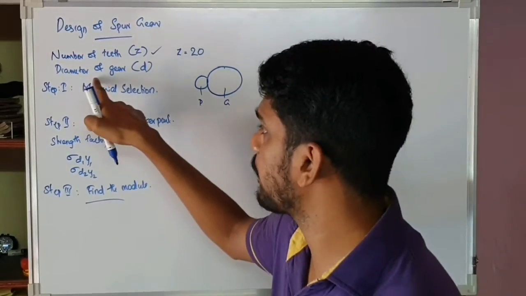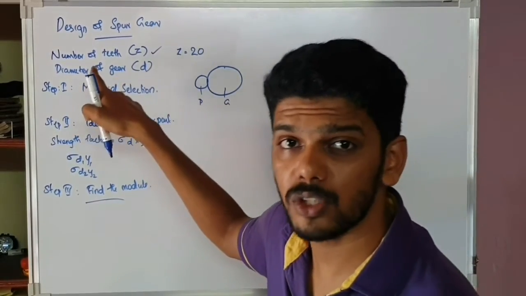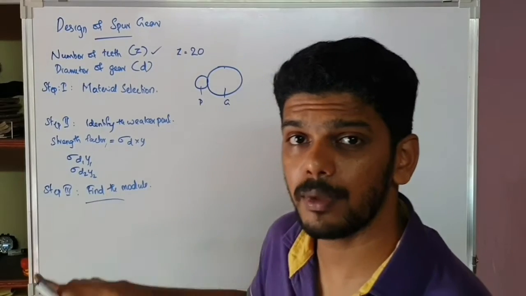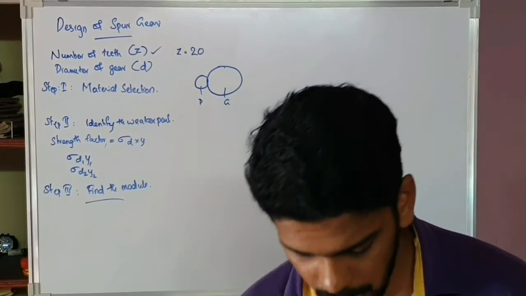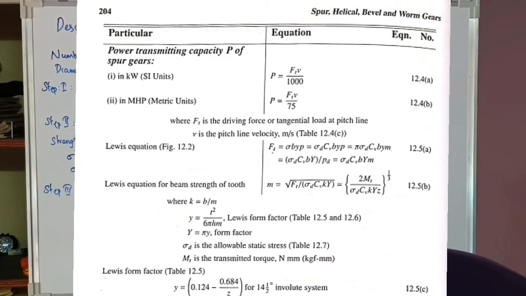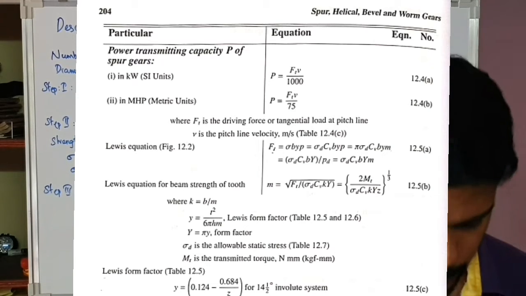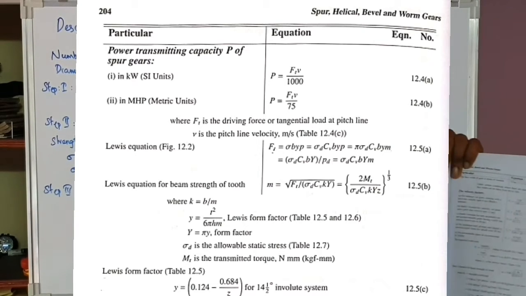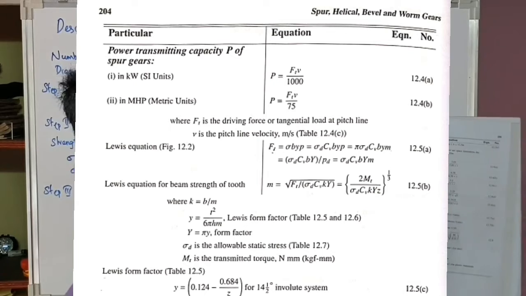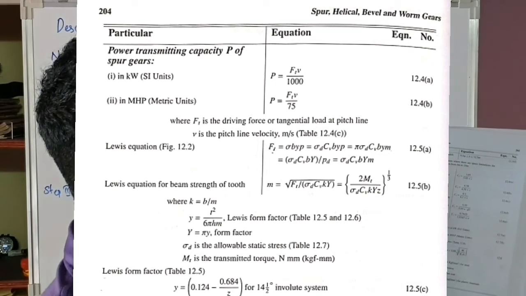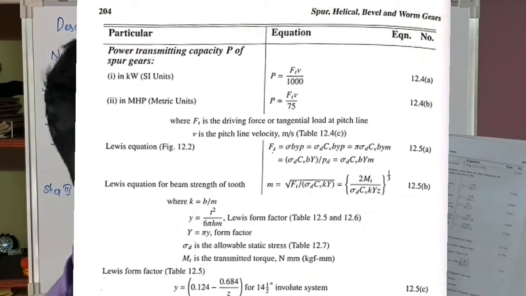Check what the case is: the diameter is known or unknown. If the diameter is known, take the first equation. If the diameter is unknown, take the second equation. For example, I will show you the page number. Take page number 204, equation 12.5b. We have 2 equations for M, the module.